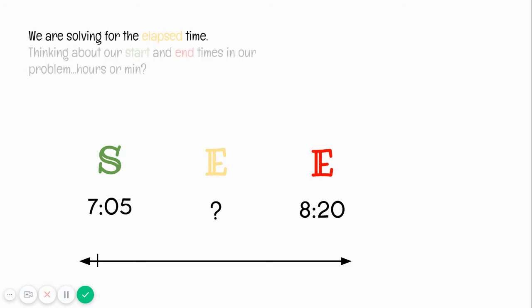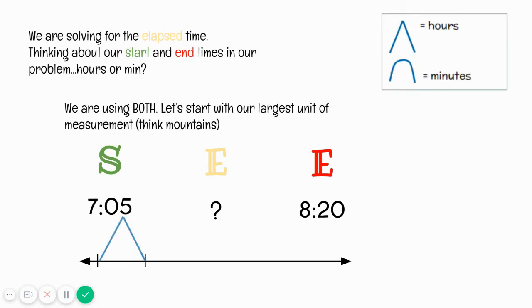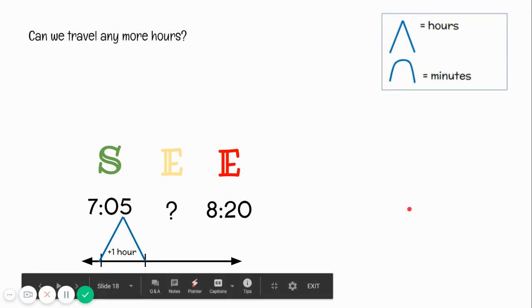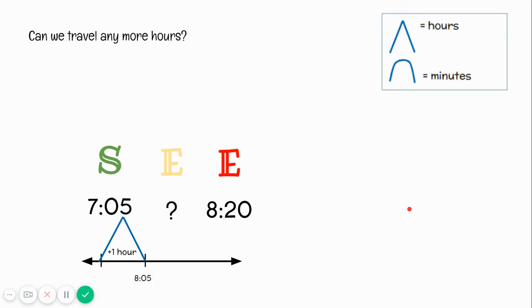So I'm going to start with 7:05. Now, I'm going from 7:05 and I need to get to 8:20. If I'm thinking about 7:05, 8:05, I'm going over an hour. So I'm going to first add an hour. So I'm going to take 7:05, add an hour or a mountain to it, and it's going to put me at 8:05. Can we travel any more hours? If we're at 8:05, if I add another hour, that's going to put me at 9:05. That would be too much. So 1 hour was just enough.